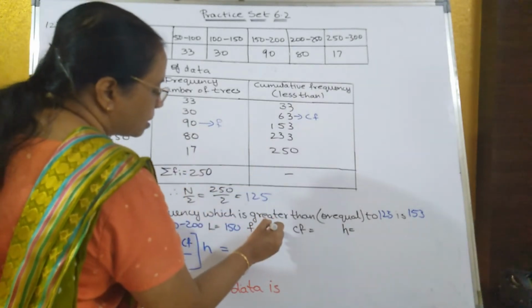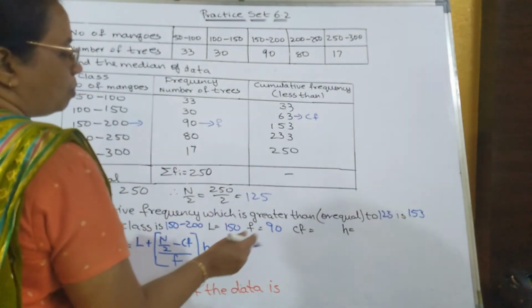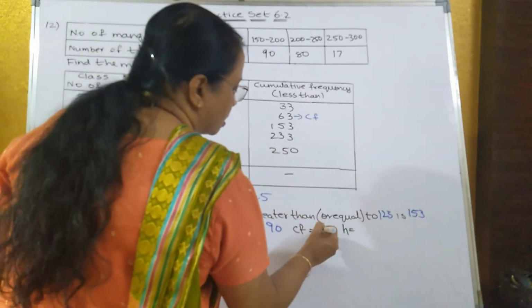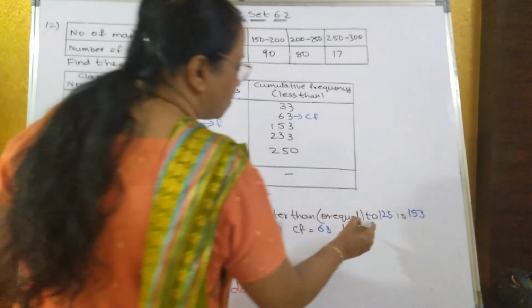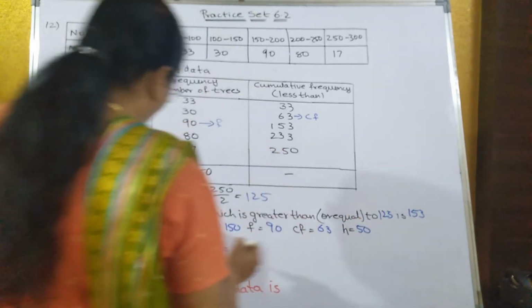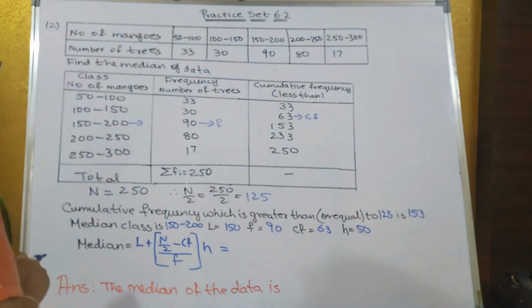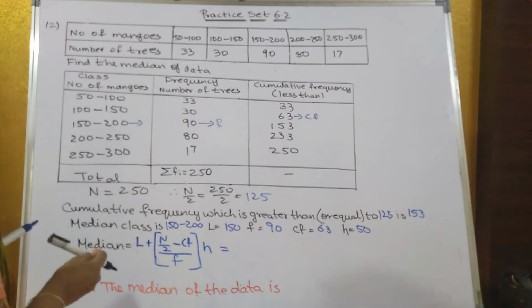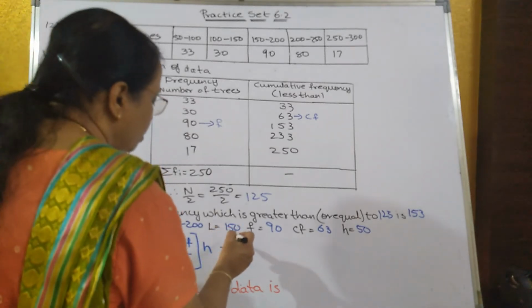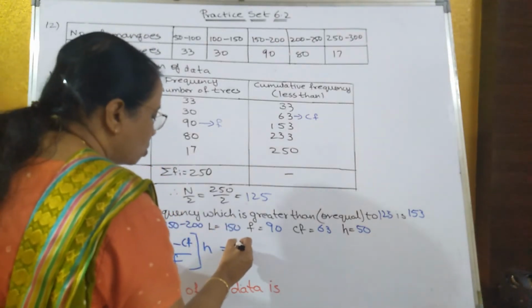Frequency, what is frequency? 90. Cumulative frequency is how much? 63. And h, the difference between 50 and 100, is how much? 50. So median is equal to what? L plus (N upon 2 minus CF, the cumulative frequency) upon F into h. So L is equal to how much? 150.